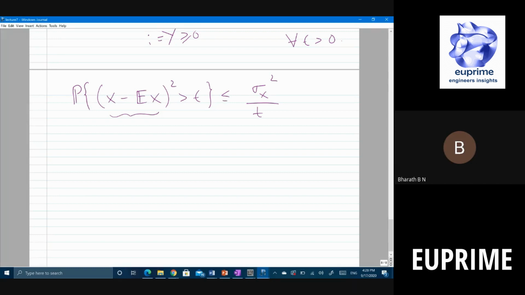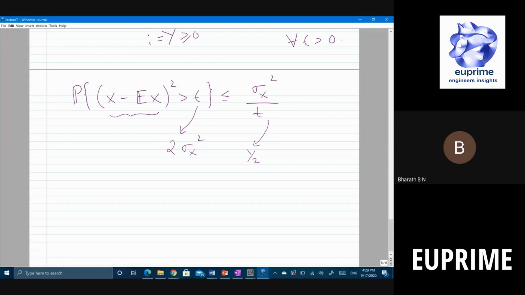So let's look at this. So let's substitute t equals 2 times the standard deviation. Okay, what will happen to this? Sigma x squared by 2 sigma x squared, half. Half, right? Do you agree?